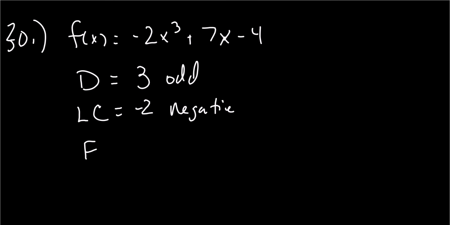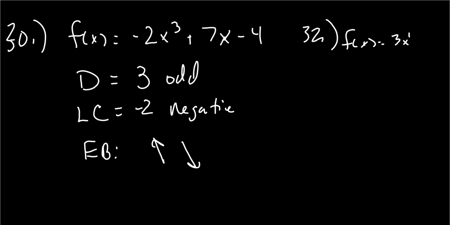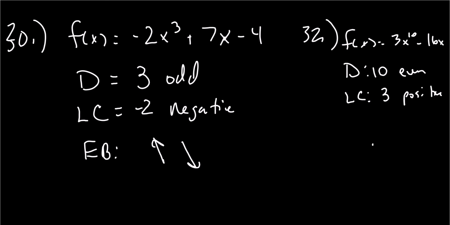So the end behavior, if it's odd and negative, goes up and to the left, down and to the right, and that's it. 32. Very similar. I have f of x equals 3x to the 10th minus 16x. The degree is 10, which is even. The leading coefficient is 3, which is positive, which means it goes up and to the left, up and to the right. That's it for 32.